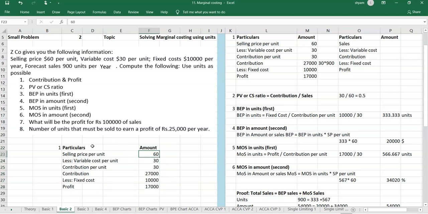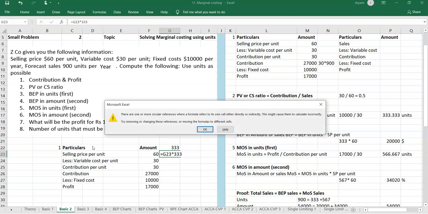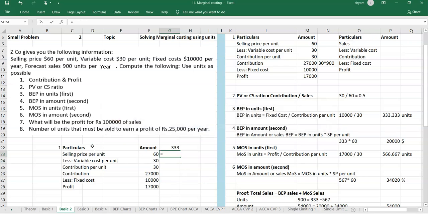Okay, so we'll start. If you sell 333 units, what will be your sales? 333 units into selling price per unit. This will be your sales, this will be your variable cost, and this difference will be your contribution. Okay, the reason we are not getting that exact answer is because there are so many decimals. Hope we got it right. Okay, I think we got it right here also. So it's 10,000. We'll just put 10,000.